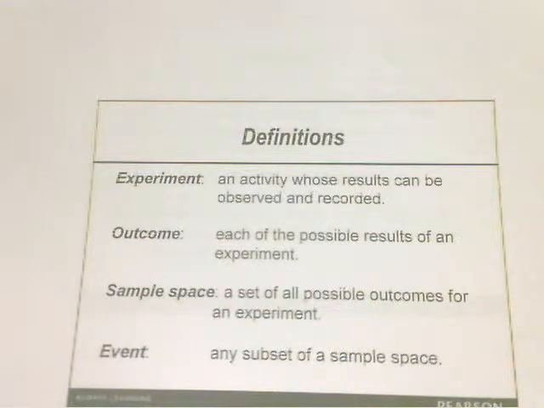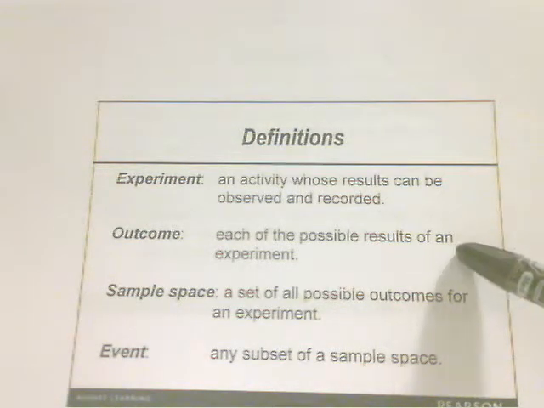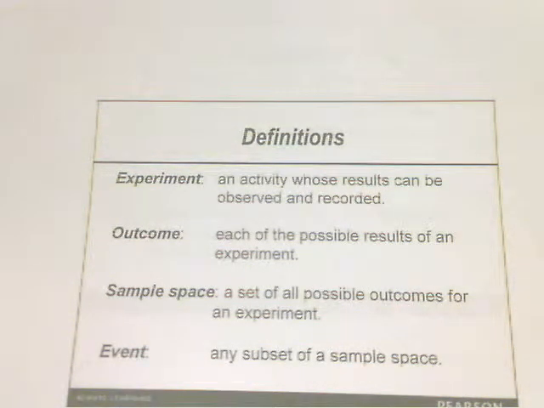Okay, the next definition is an outcome, and that's each of the possible results of an experiment. So again, when you toss a coin, you're going to have two outcomes, heads or tails. And then for rolling a single fair die, you're going to get one of six outcomes: 1, 2, 3, 4, 5, or 6.